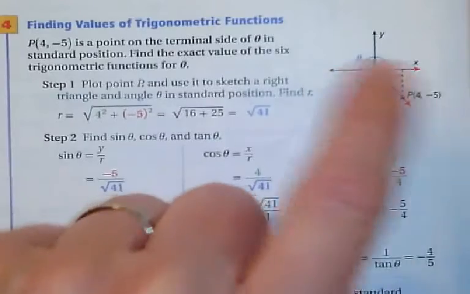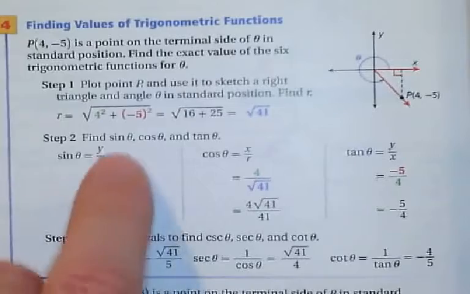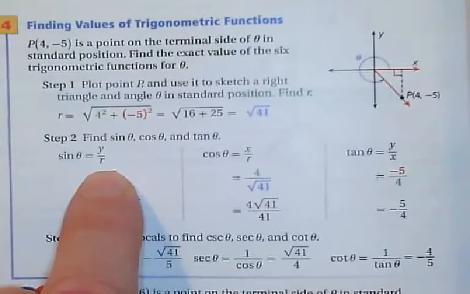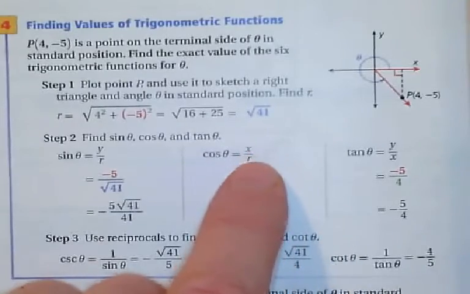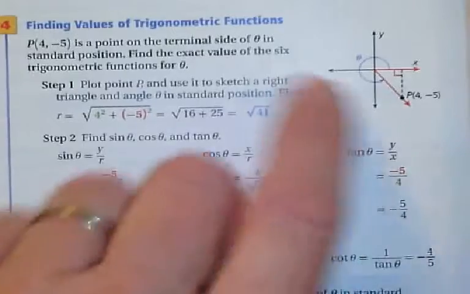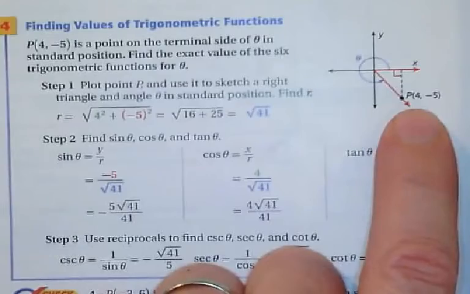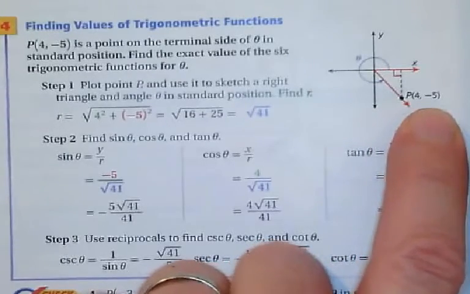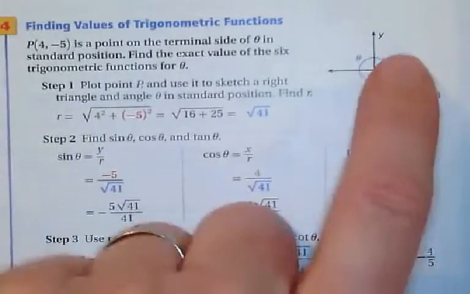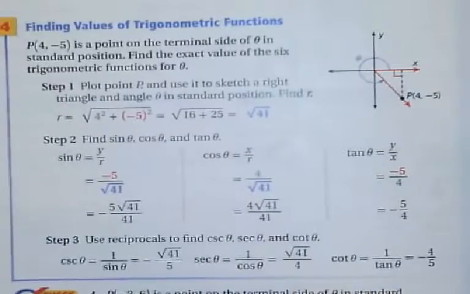The cosine is the x value. The sine is the y value. Y over the hypotenuse, and then this one is adjacent over the hypotenuse. And this is opposite over adjacent. So when you're in this quadrant, the angle down here, the sine is negative because the y value is negative. The cosine is positive because the x value is positive. And the tangent is negative because it's negative divided by positive. That's all we're doing.